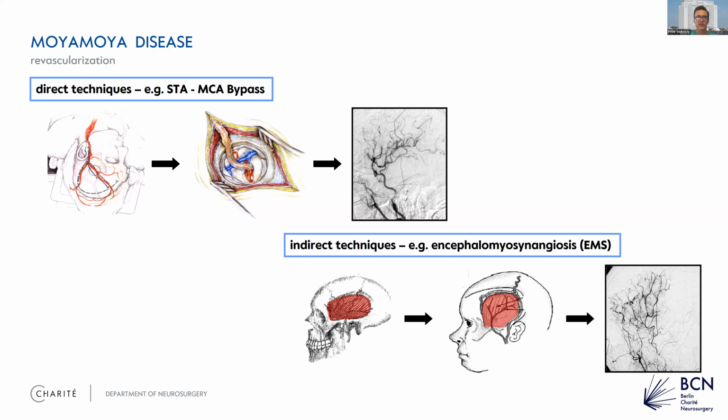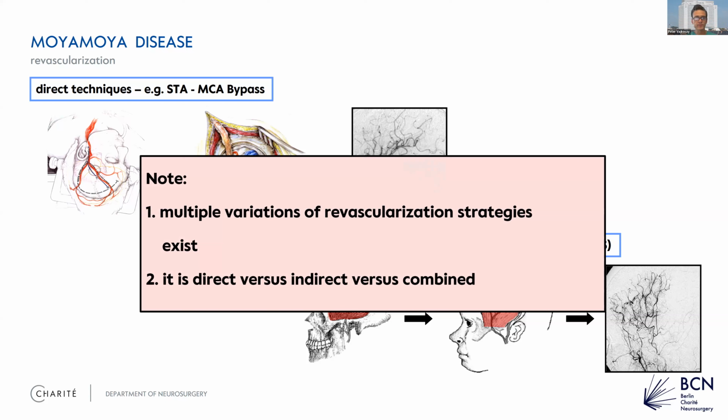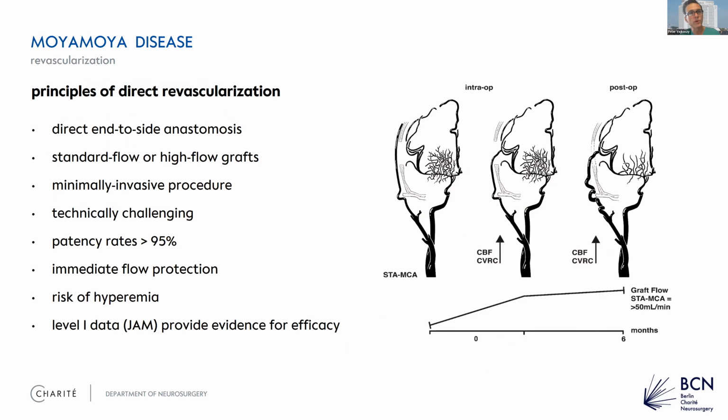There are multiple variations. And if we are discussing which way to go, it's usually direct versus indirect versus combining the two. Especially in the pediatric community, there is the hypothesis that indirect alone will do the job. I will now discuss with you that this is not true, and this is not what we recommend in our European consensus statements. So the principle of direct revascularization is that you perform a direct anastomosis.